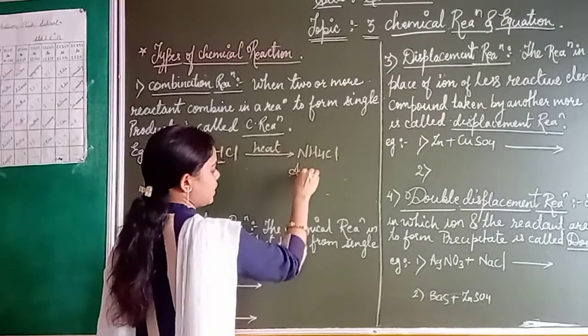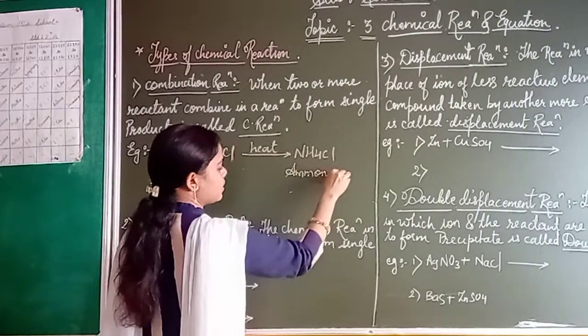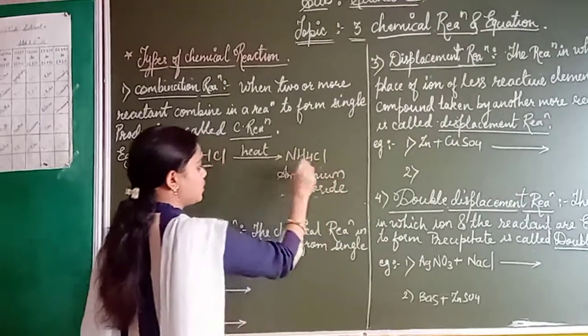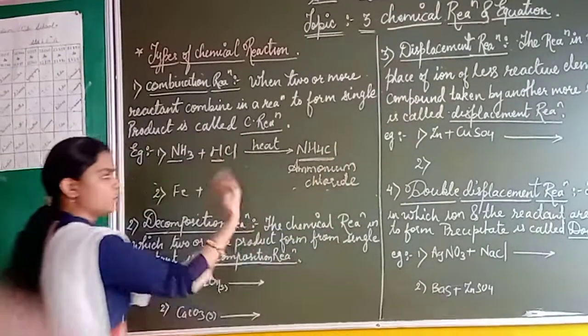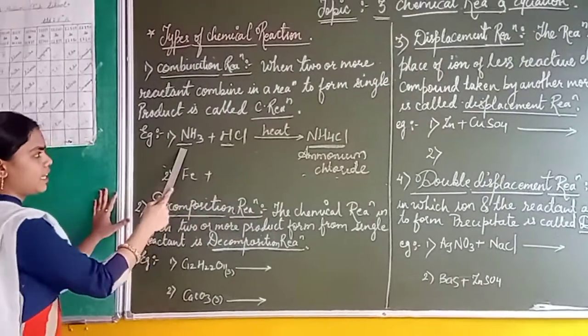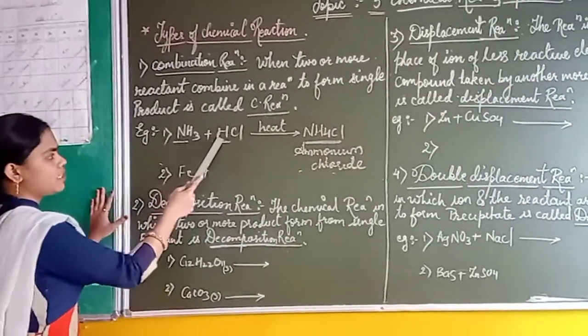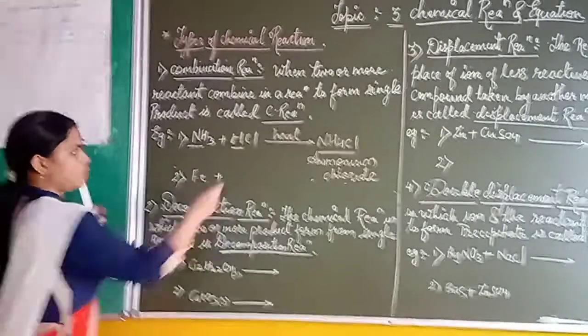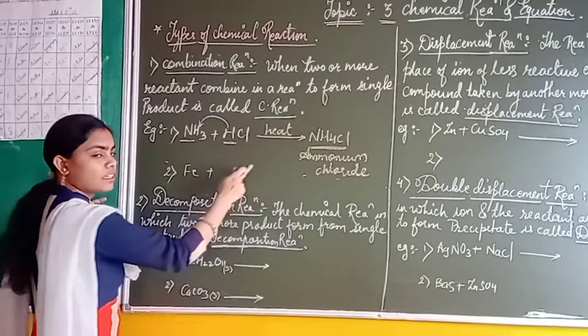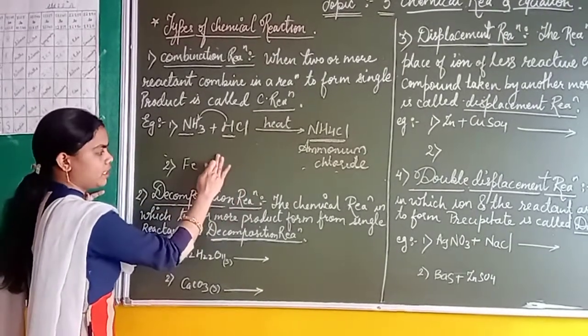So we can say ammonium chloride, it is giving us a combination reaction. Ammonium chloride, this is the formula for ammonium chloride. So from this reaction we come to understand that NH3 is getting combined with HCl, so it is becoming NH4Cl and it is a combination type of reaction we can say.